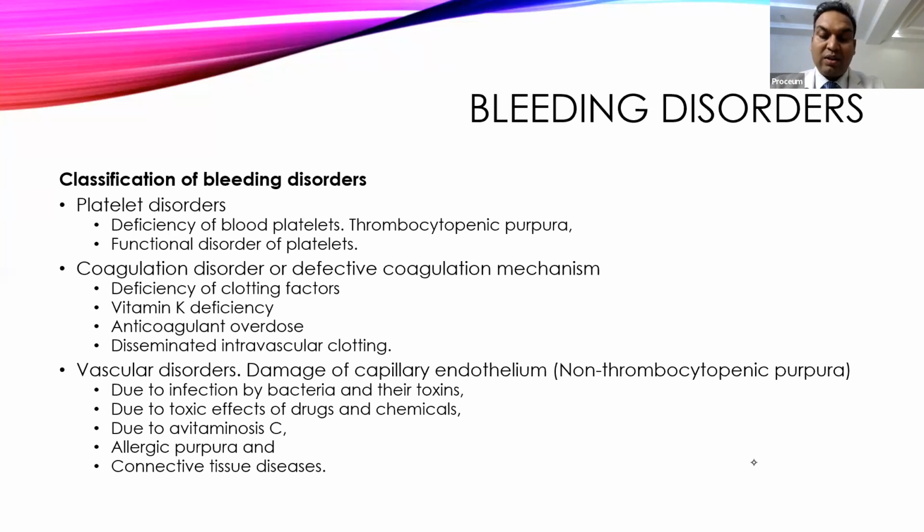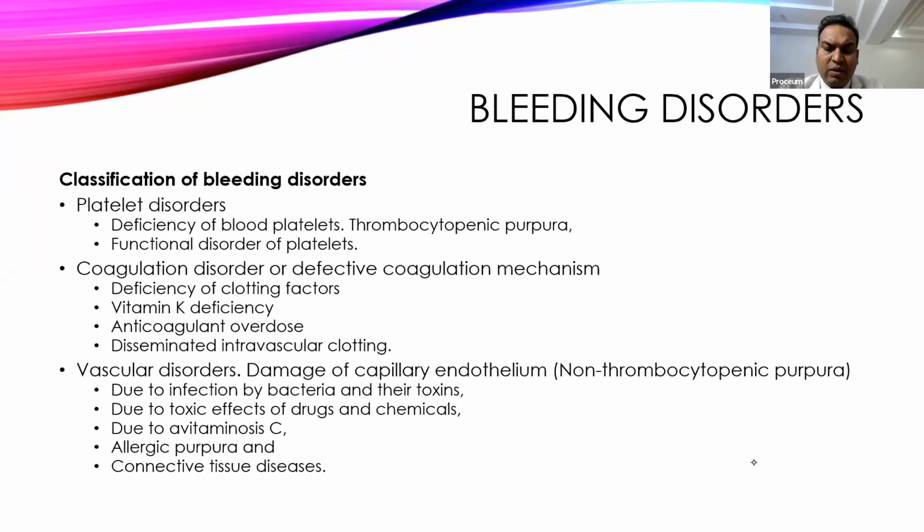Then deficiency of the coagulation factors. It can be a deficiency of particular clotting factors, which can be genetic, like hemophilia A, hemophilia B, hemophilia C. Then deficiency of vitamin K can cause a bleeding disorder. Then overdose of, or over aggressive treatment with, anticoagulants can cause a bleeding disorder. And then DIC, disseminated intravascular coagulation.